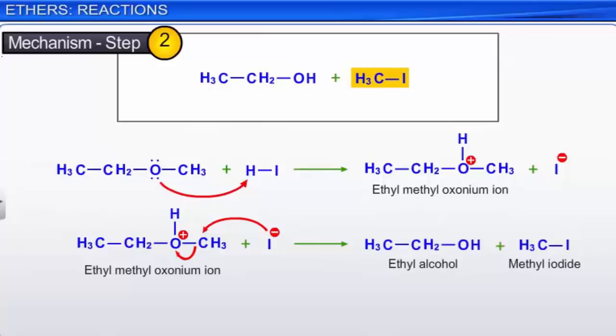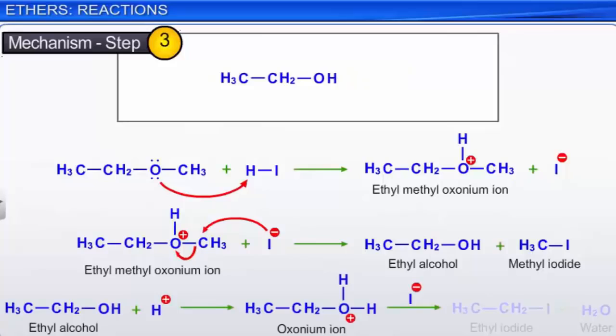Next, the alcohol that was just formed reacts with another molecule of hydrogen iodide and results in the formation of ethyl iodide and a water molecule. This happens via the formation of the intermediate oxonium ion as shown here.